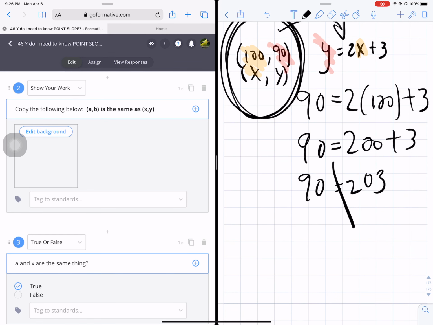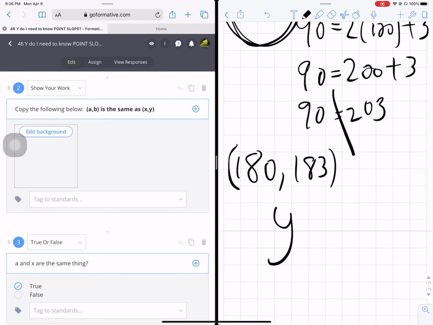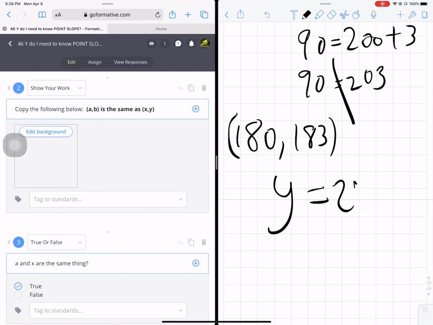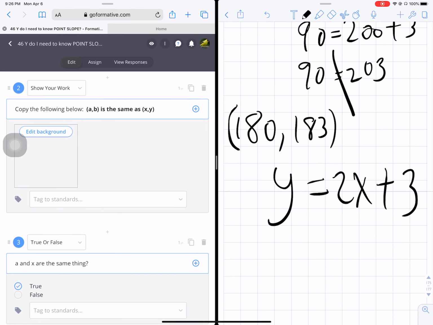Let's just go with 180, comma, 183. And the equation is y equals 2x plus 3. How would you do it? You have to know that that's the x and that's the y. You have to know that the y's are going to go together. You got to plug those in, and the x's are going to go together.